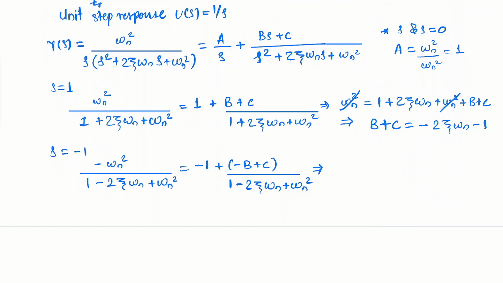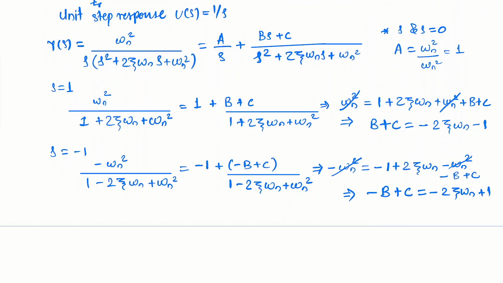So here when we cross multiply, we get minus omega n square equals minus 1 plus 2 zeta omega n minus omega n square minus b plus c. So this omega n square would get cancelled and we'll have an expression for minus b plus c. So this would be minus 2 zeta omega n plus 1.